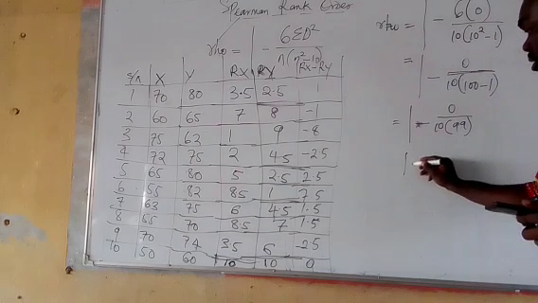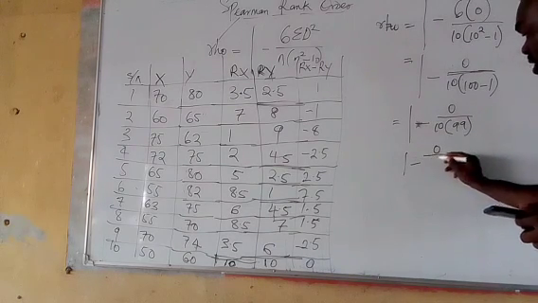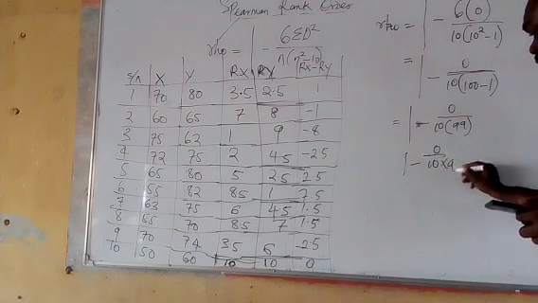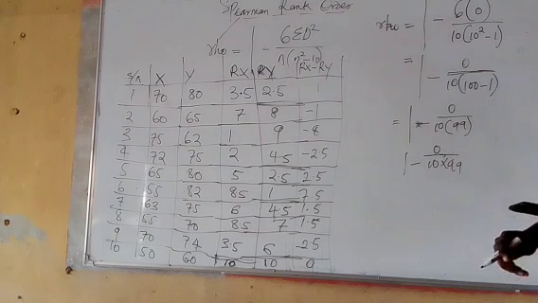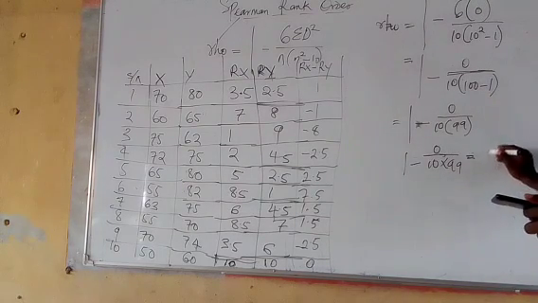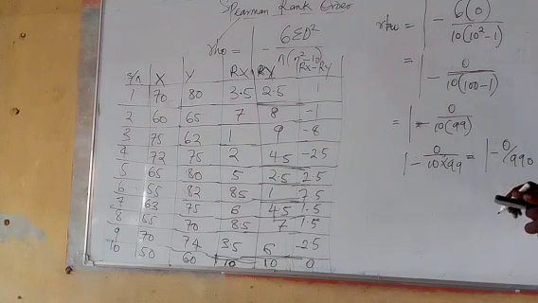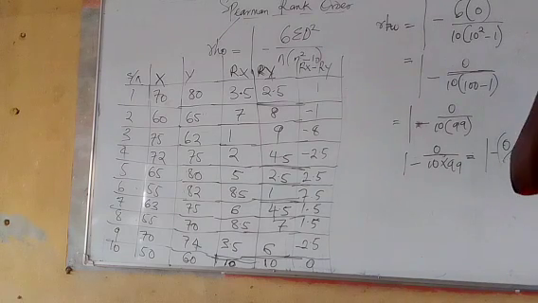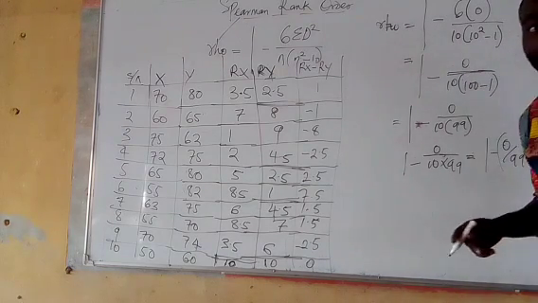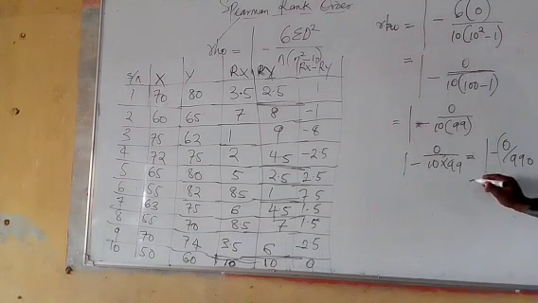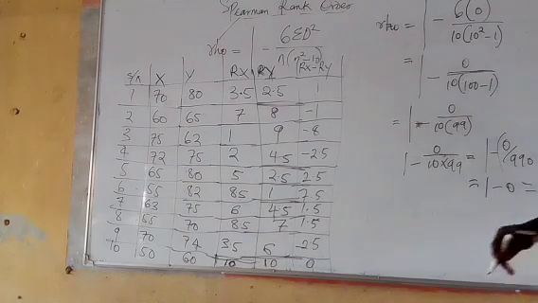You close it. 1 minus 0 divided by 10 multiplied by 99. 10 multiplied by 99 is what? 990. 0 divided by 990. Okay, so divide 0 by 990. 0 divided by 990 is what? 0. We bring it down. Equals to 1 minus 0. 1 minus 0 is what? Is 1. Is equivalent to 1.0. Yeah? Is equivalent to 1.0.